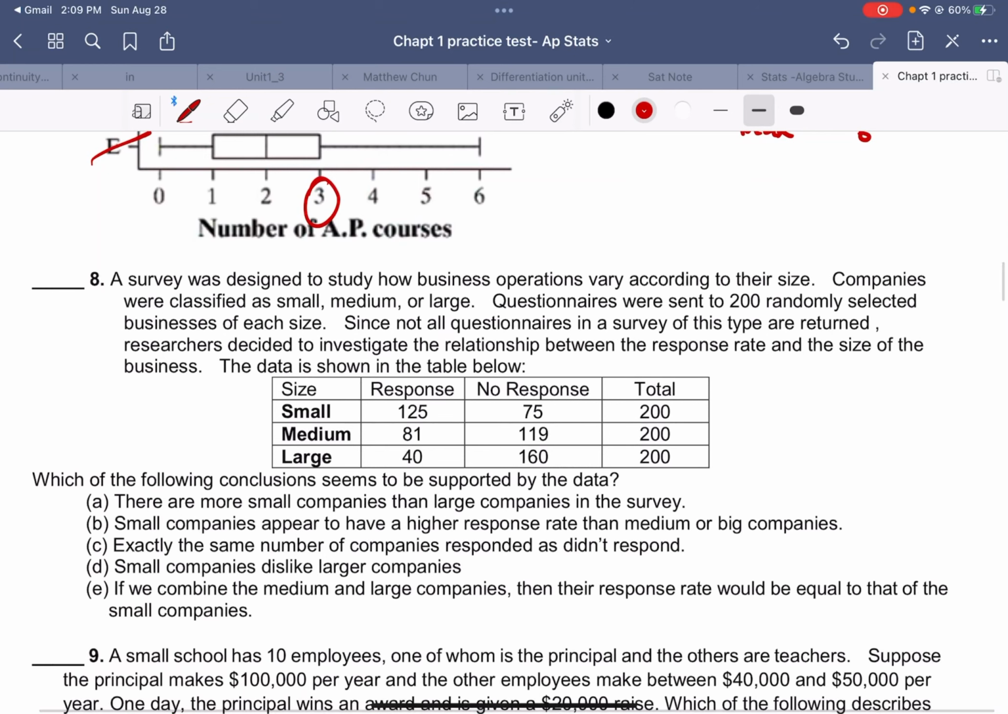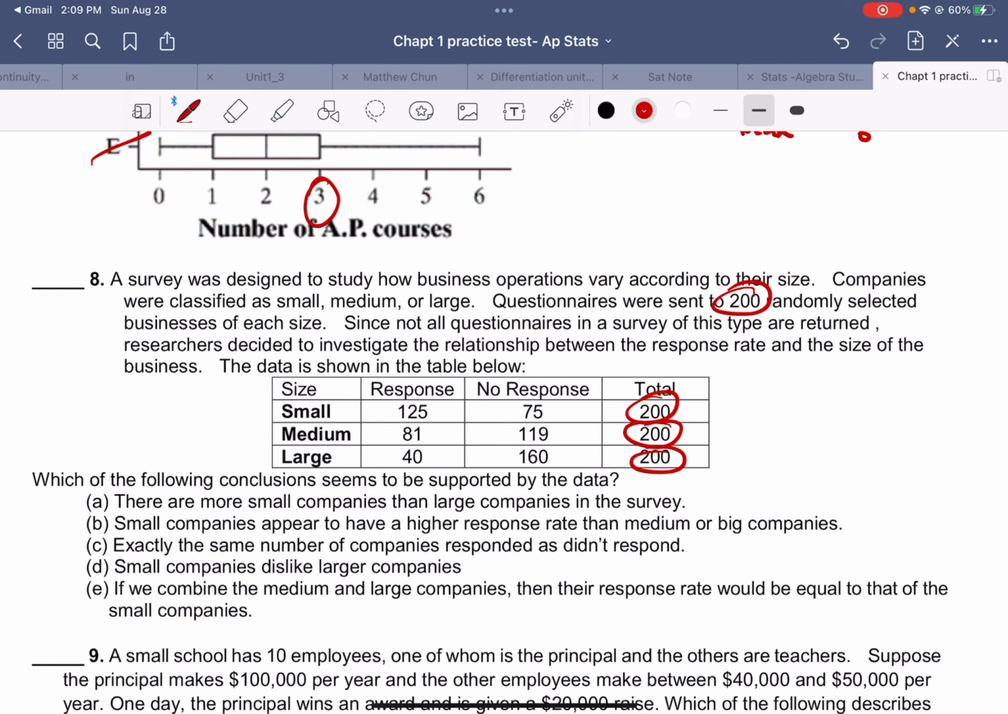Number 8, a survey was designed to study how business operations vary according to their size. Companies were classified as small, medium, large, and questionnaires were sent to 200 randomly selected businesses of each size. So 200 each, like that. Since not all the questionnaires in a survey are returned, the researcher decided to investigate the relationship between response rate and the size of the business. The data is shown below.